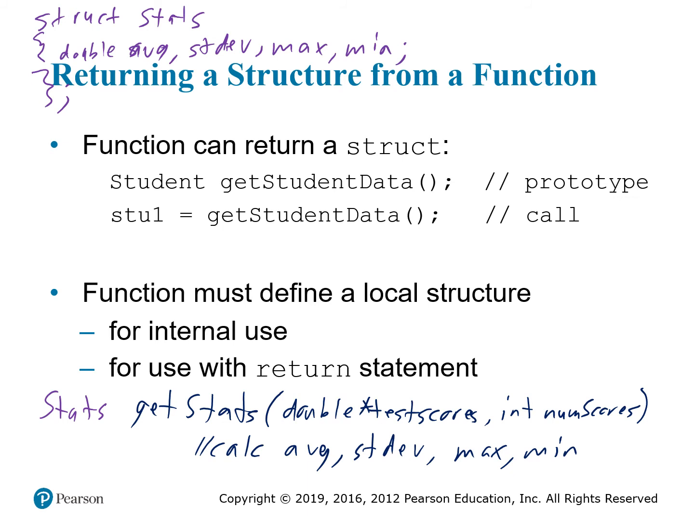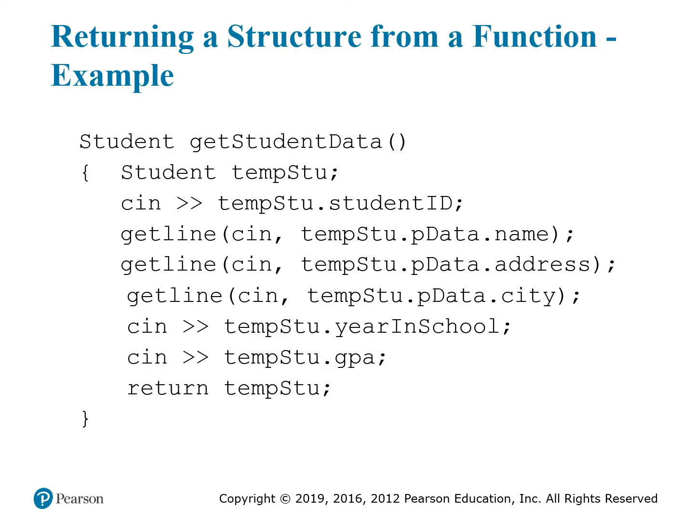So I pass in an array of test scores. I let the function cycle through all of my scores to find the average, the standard deviation, the max, the min, and then I return a stats object, or a stats struct. I keep trying to get ahead of myself and use objects here. Note that you do have to actually create a temporary object of the right type so that you can then return it at the end.